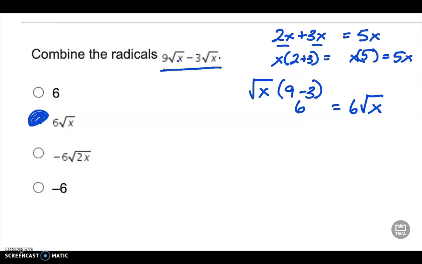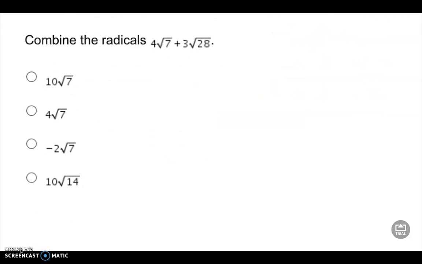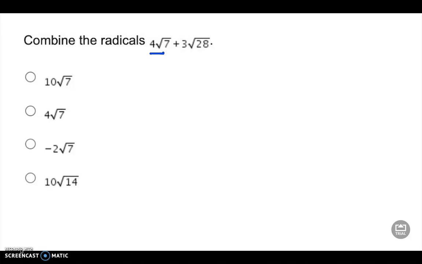We just do the 9 minus 3 because these are the same radical, this and this. So let's look at one where they're not the same. So we have 4 times the square root of 7 plus 3 times the square root of 28. Now these radicals are not the same. So let's simplify this 28 and see if we can get anything the same.